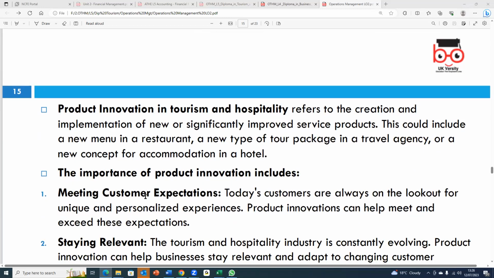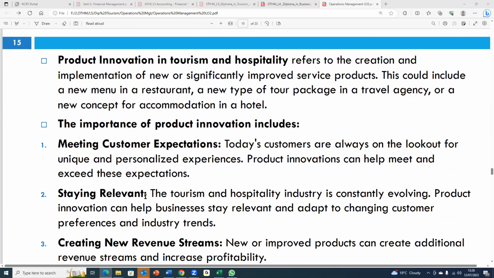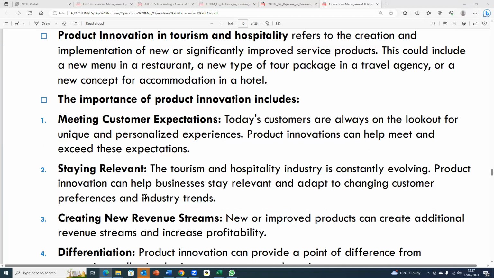Another important factor about innovation is that it involves meeting customer expectations, making sure that the customer is happy and, as I said, they come back to you, making sure that they use your services again and again, because maybe you have a personalized service, maybe you have a ready-made answer for these guests.